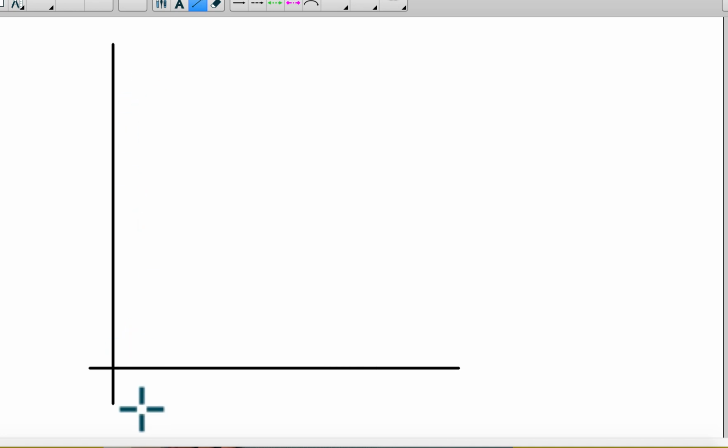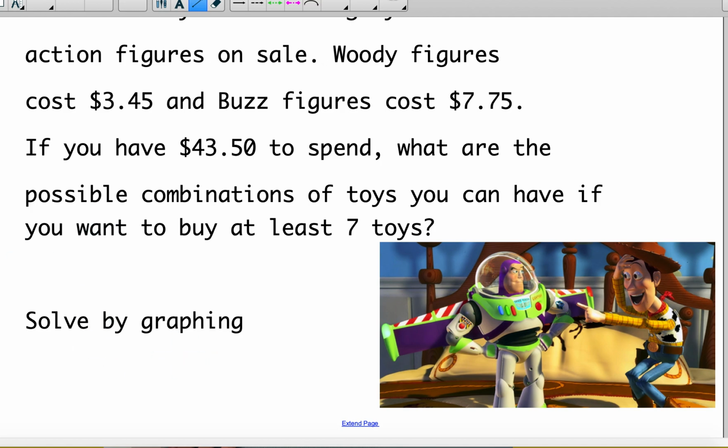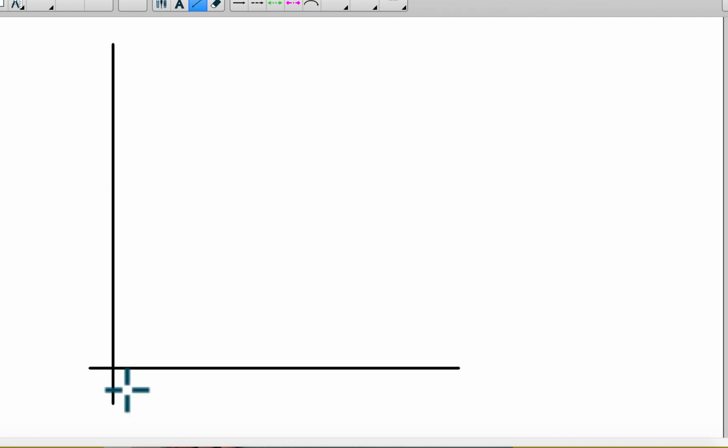Now I got a graph going already, so it asks us to solve it by graphing, right? Sorry, I didn't say that. So solve it by graphing. So here's our graph, right? We only need quadrant 1 because it's a real world problem that doesn't involve any negatives. So don't even bother graphing all 4 quadrants. It's better if you don't.